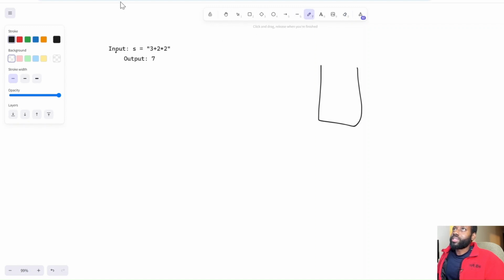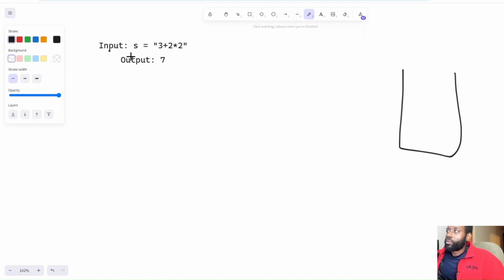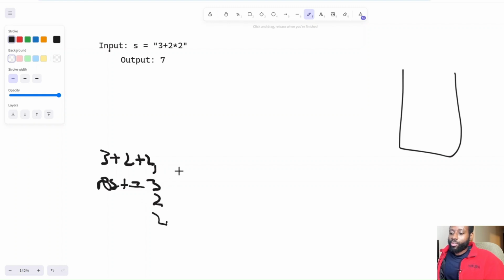Because what we need to do is find a way, as we're evaluating the expression. If it was only straight up addition, like 3 plus 2 plus 2, this would have been simple. We would just have a running result, res, and every time we would add the value that it has: res plus 3, res plus 2, res plus 2, for each of them. It would be very simple.